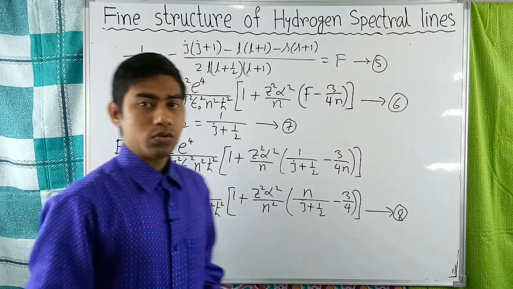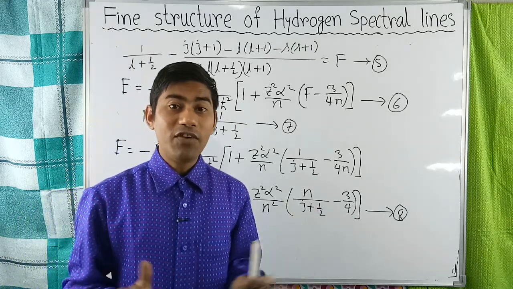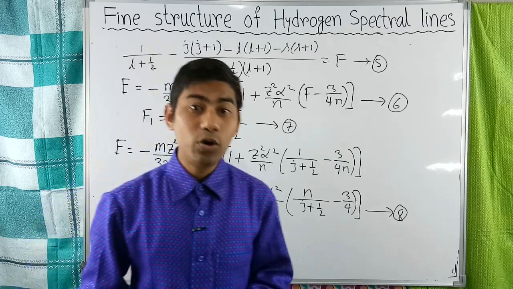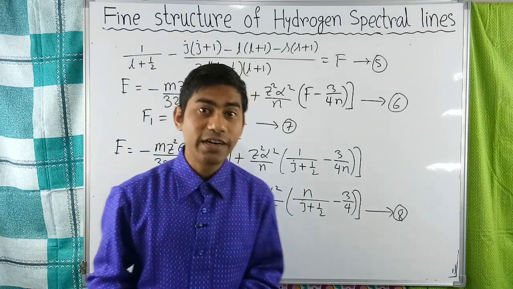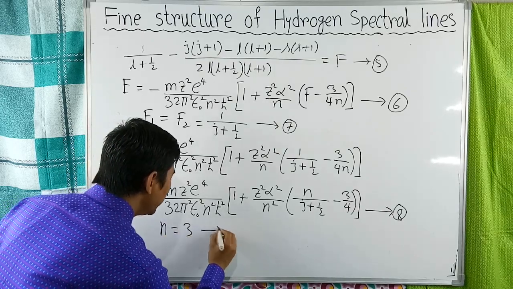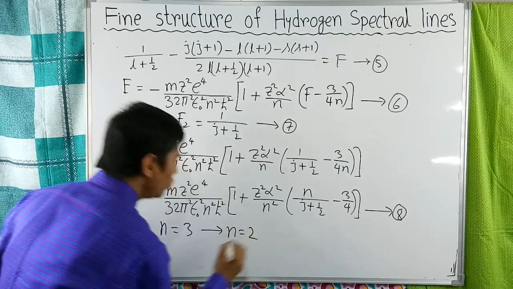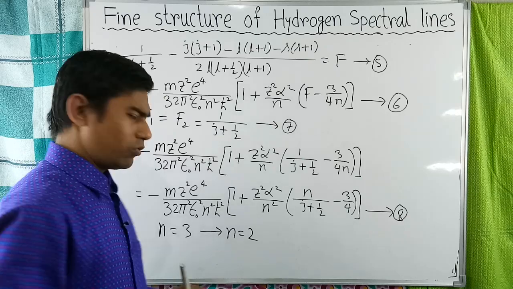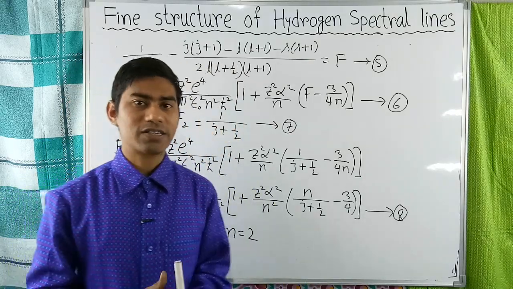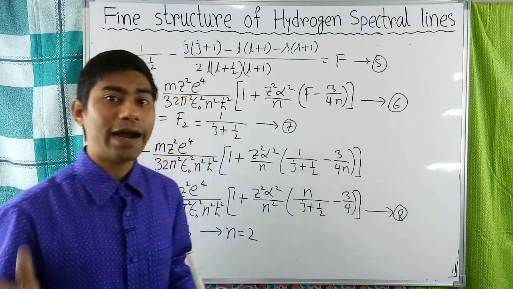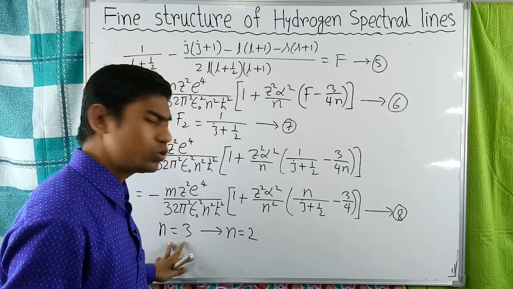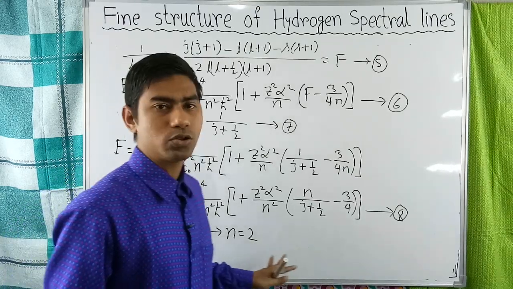Now we know that the H alpha line is emitted when electrons in the hydrogen atom suffer a transition from n equals 3 to n equals 2 state. We know that the H alpha line of the hydrogen atom occurs when electrons in the hydrogen atom suffer transition from the n equals 3 level to the n equals 2 level.